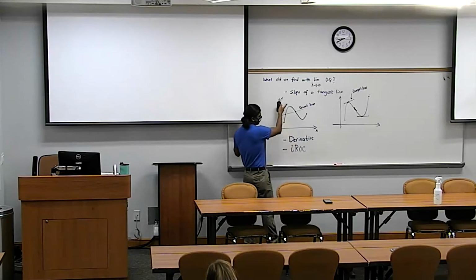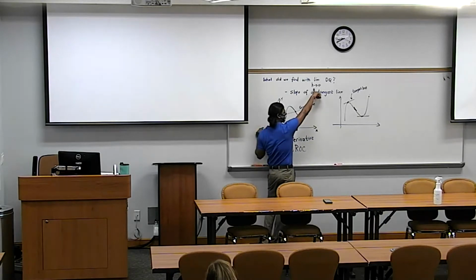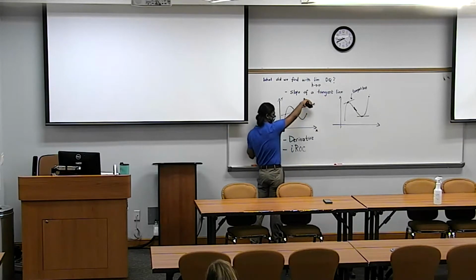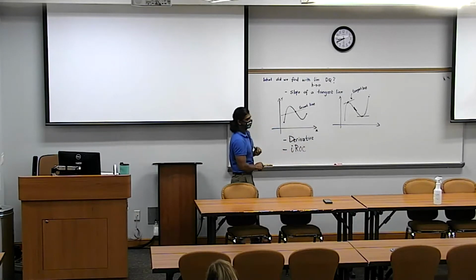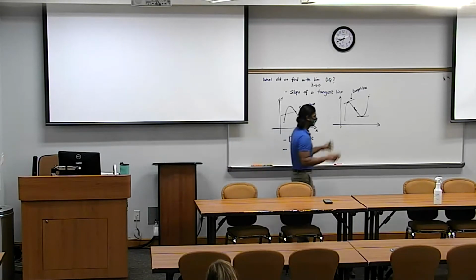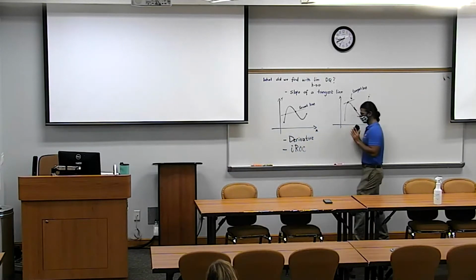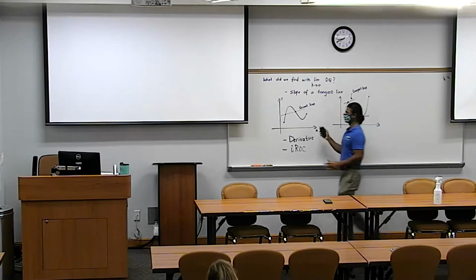Do not forget, when we find the limit as h approaches 0 of the difference quotient, we are finding the slope of the tangent line, which is the same as the derivative at that point. The derivative at a point is nothing but the instantaneous rate of change at that point. Good? Do not forget this.